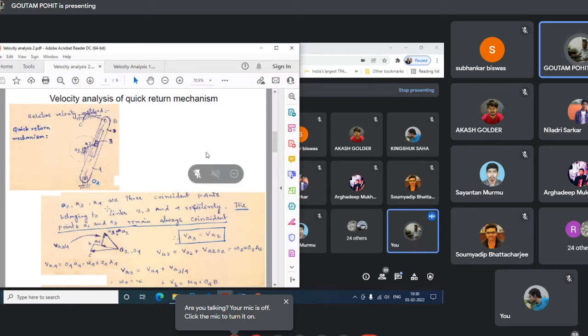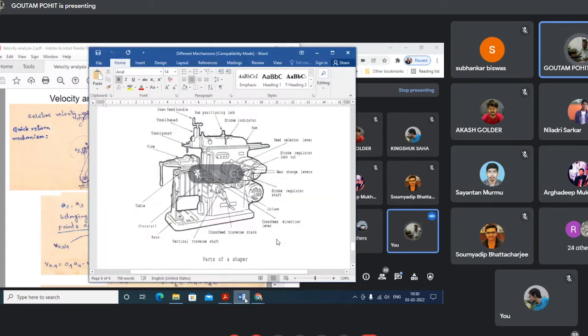Velocity analysis of a quick return mechanism. Before that, let me tell you what a quick return mechanism is. Now, this is a shaping machine. When you go to the workshop, you will know this is a shaping machine.